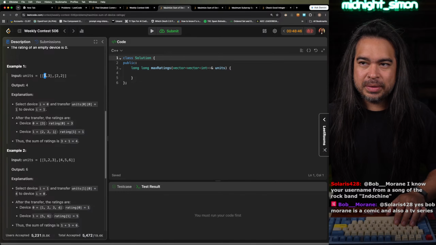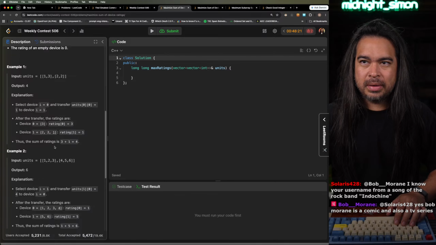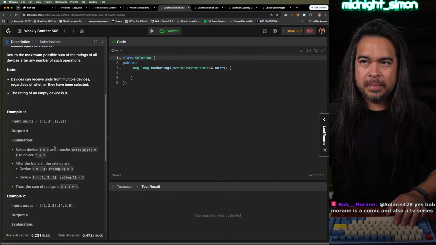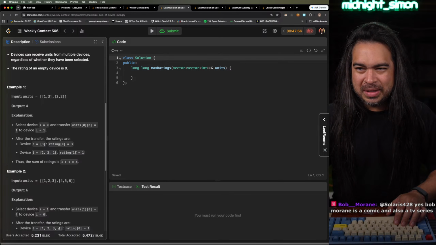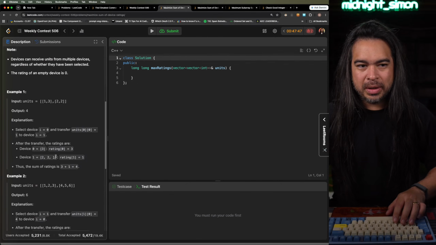Transfer 0, 0. What? Okay, I see. 4, 3. Ratings are device 0 equal 3, device 1 rating equal 1. I don't know what they're talking about right there.